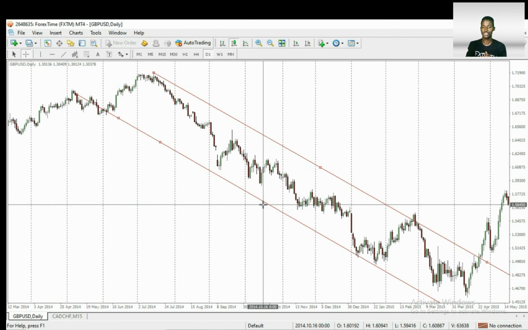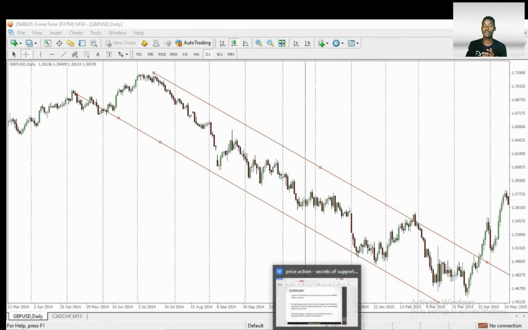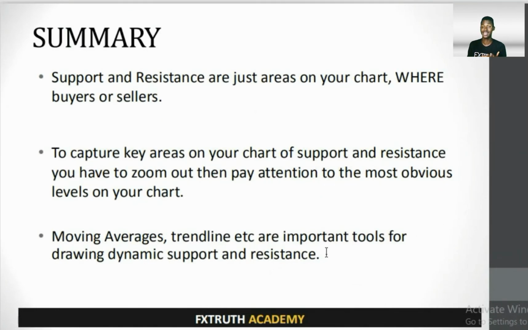So don't forget that it's just an area, because if you are waiting for it to reach that point exactly, you can miss key market moves. You know what I'm trying to say? So note that it is just an area. Support and resistance are just areas on your chart where buyers and sellers tend to step in.